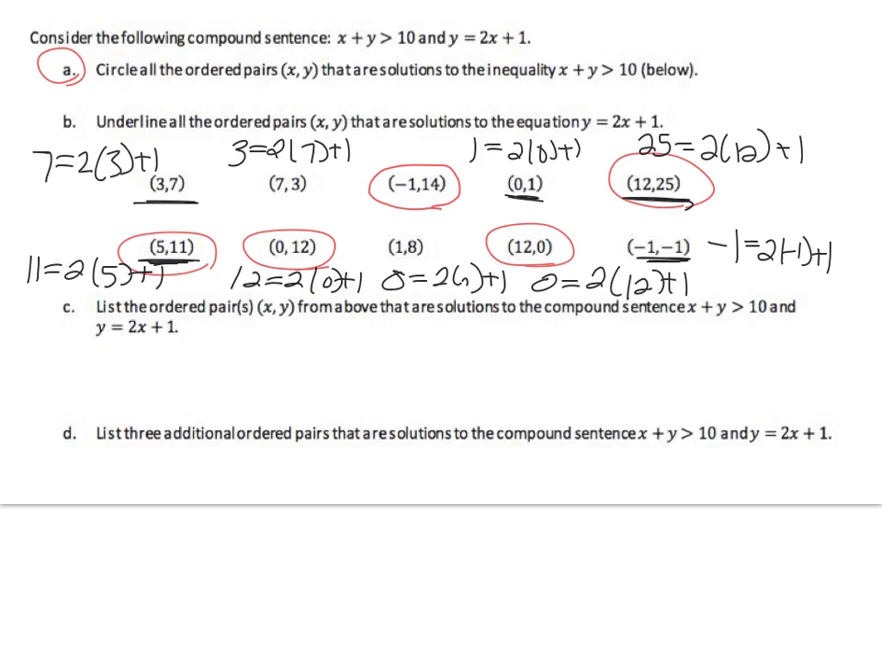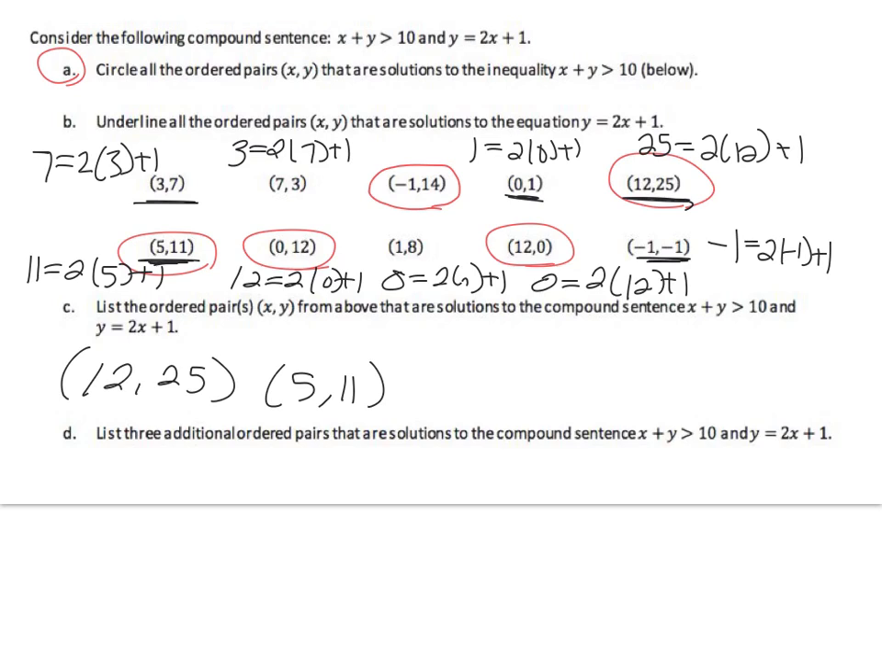There we go. List the ordered pairs x, y from above that are solutions to the compound sentence x plus y is greater than 10 and y equals 2x plus 1. So I need the ones that are circled and underlined. 12, 25, 5, 11, and that's it. Just those two.